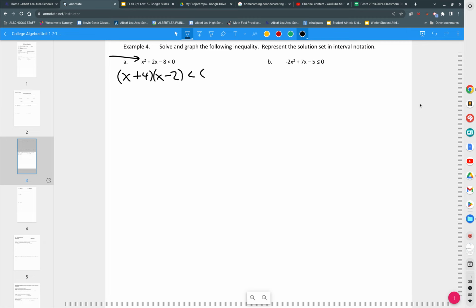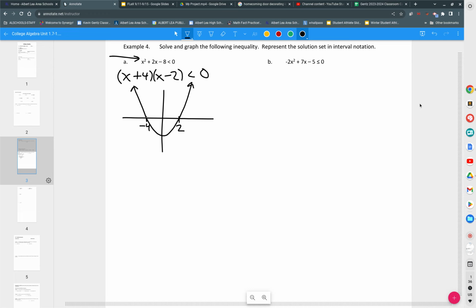Good. Less than 0. And at this point, you have the opportunity to make a graph, or you have the opportunity to make a table. I'm going to go to the graph method because that's where most people wanted to go. And what numbers do I put on my graph? -4 and 2. Put a -4 and I put a +2. Good. So what shape does this make if I were to graph it? It makes a parabola. Is this a right side up or upside down? Right side up. So I'm going to draw a right side up parabola like so.